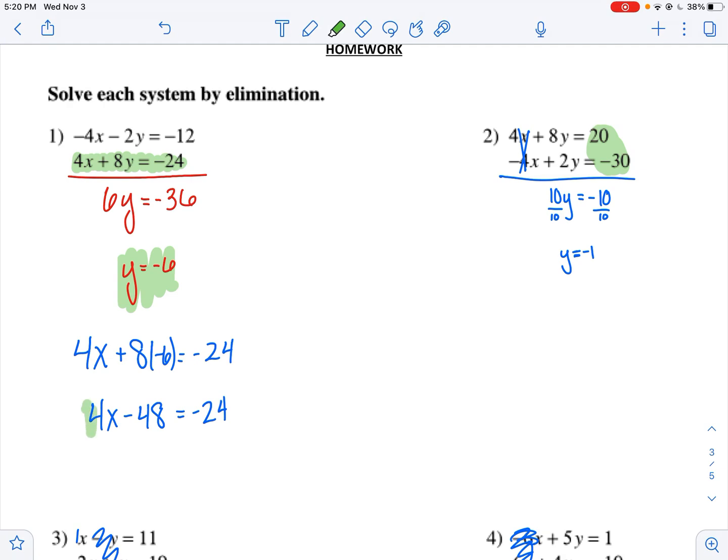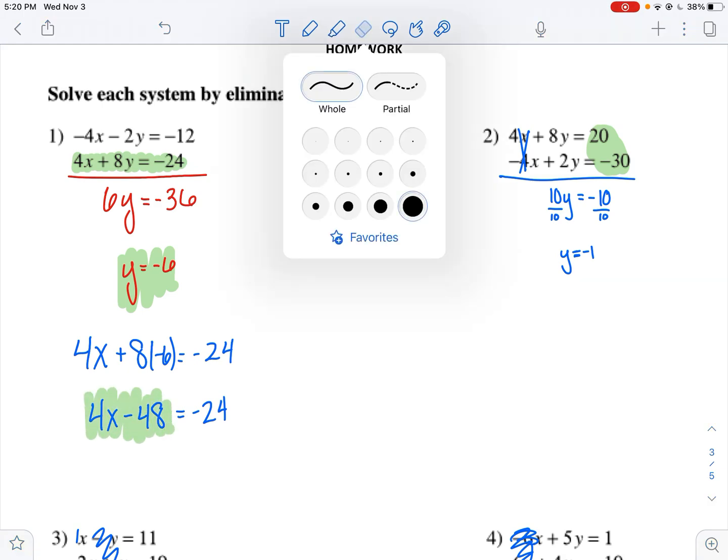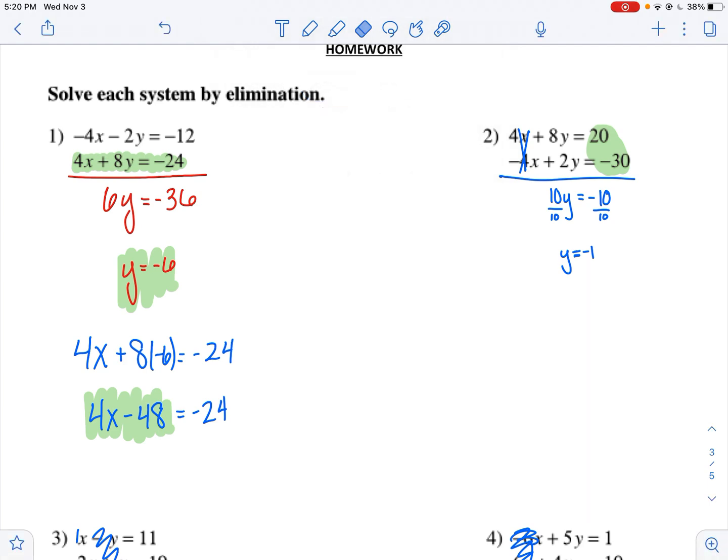And I want to get my 4x by itself. So what do I need to get rid of over on this left side of the equation to get that 4x by itself? Well, I need to get rid of that negative 48. So I can add 48 to both sides. And I would get 4x equals 24, or x equals 6.